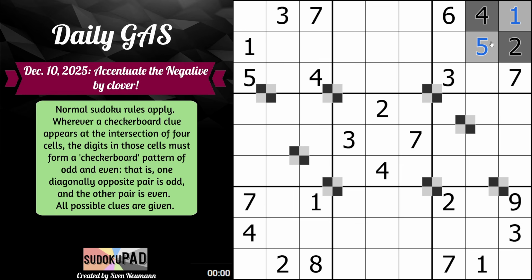Because if it were, then there would need to be a checkerboard here. And the fact that there is no checkerboard here means you cannot create a checkerboard pattern. Hopefully that made sense. Those are the rules. Let's just jump right into it.